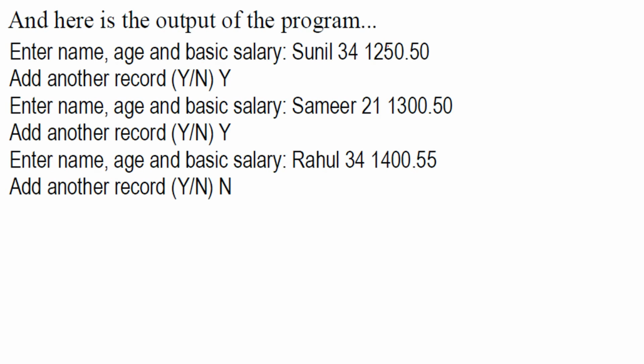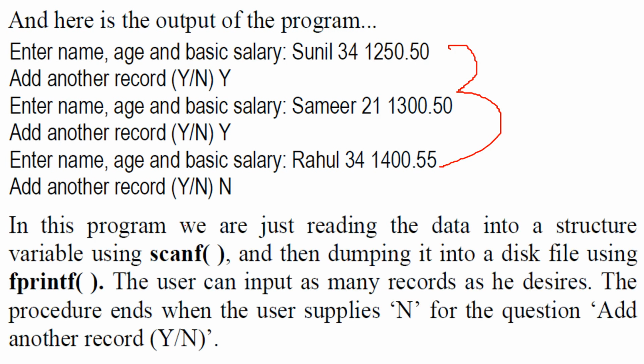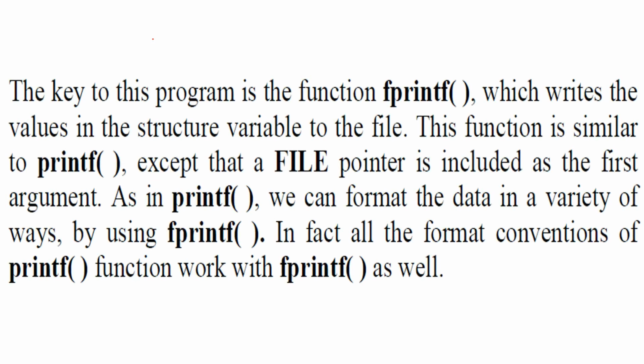So this is the sample run. The user has input 3 times. In this program, we are just reading this data into the structure variable using scanf. Now we want to dump that onto the disk, and we use fprintf exactly for that. So the user can input as many records as he wants until he comes up with a character other than y.